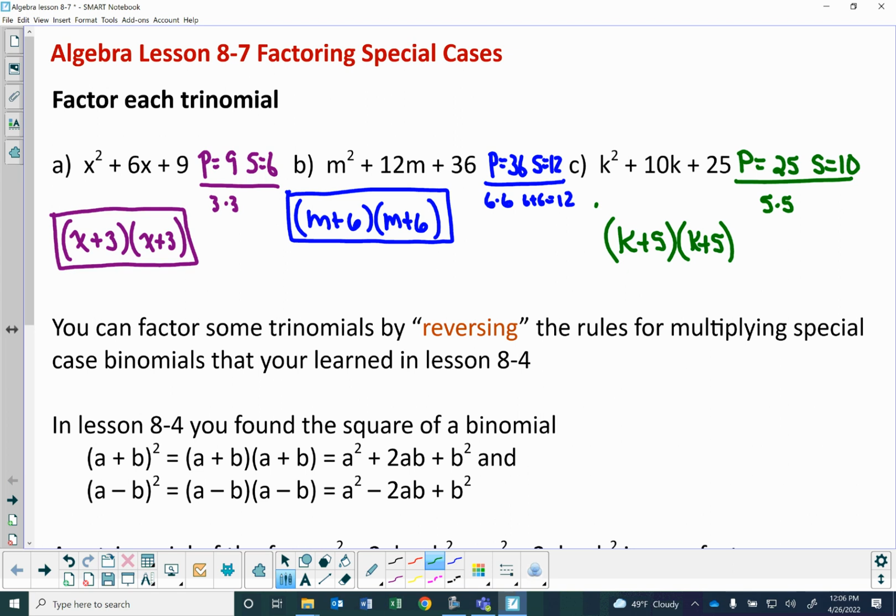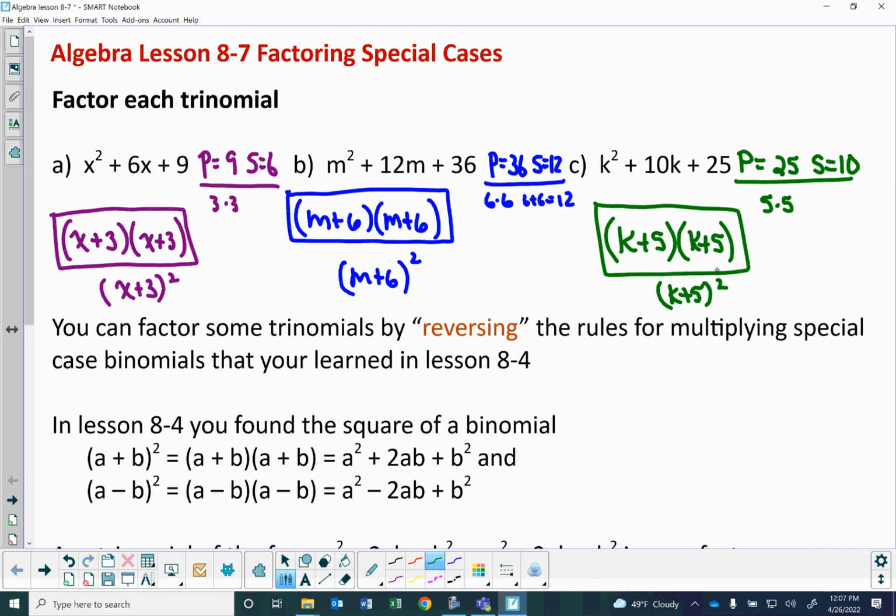If I look at this, I can notice a little pattern here. Back in 8-4, we learned how to multiply a binomial that was a square, like x plus 3 times x plus 3. So in letter A, this could be rewritten as x plus 3 quantity squared, just like letter B could be rewritten as m plus 6 quantity squared, and letter C as k plus 5 quantity squared.